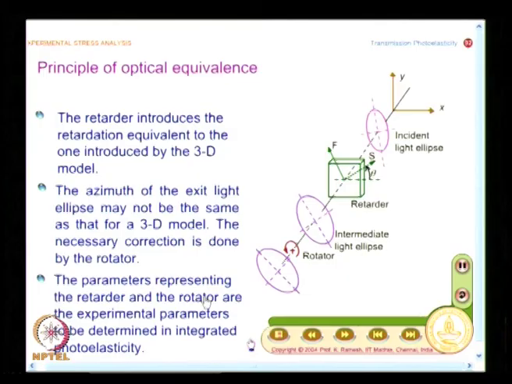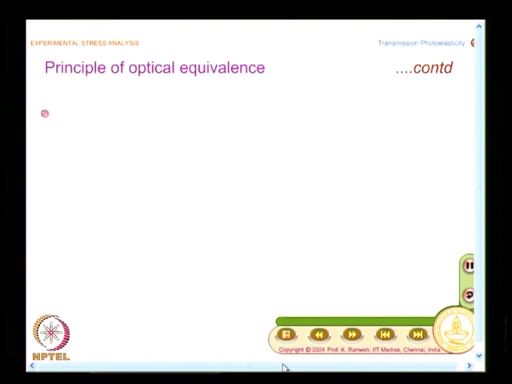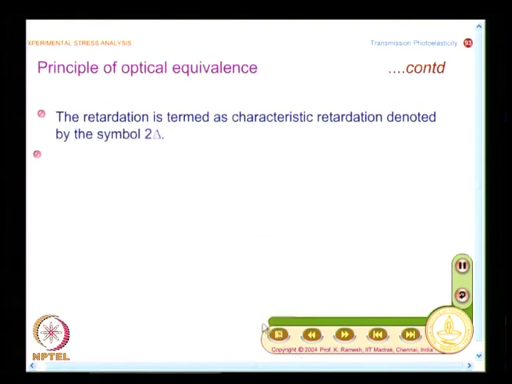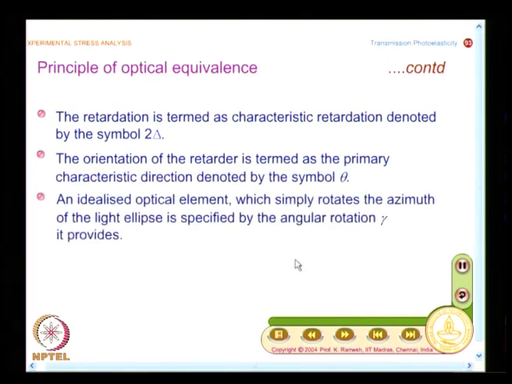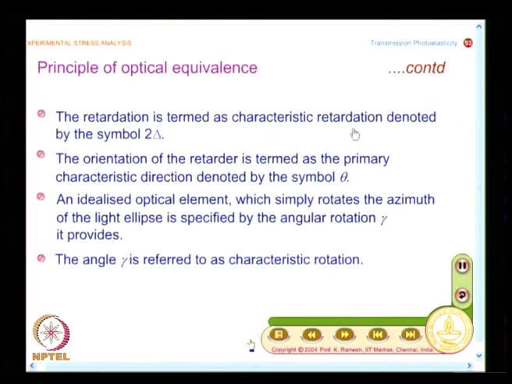What you can think of is I can have a series of retarders and analyze it by Jones calculus. Whatever I have said, retardation is termed the characteristic retardation, labeled as 2 delta. The orientation of the retarder is termed the primary characteristic direction, denoted by the symbol theta. The rotation is labeled gamma, the characteristic rotation. So, these are all the 3 quantities I determine experimentally for a 3-dimensional photoelastic analysis.